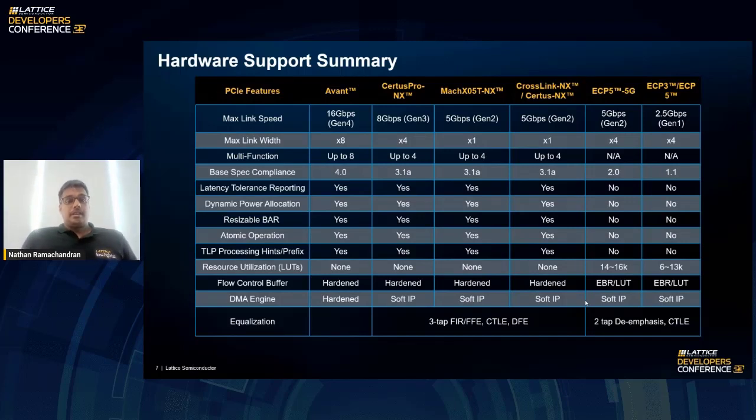And then we have the MachXO5-NX, which supports Gen 2 by 1. And we have CrossLink-NX and Certus-NX, which also support Gen 2 by 1. And the older families like the ECP5, which supports Gen 2 by 4, and ECP3, which supports Gen 1 by 4.